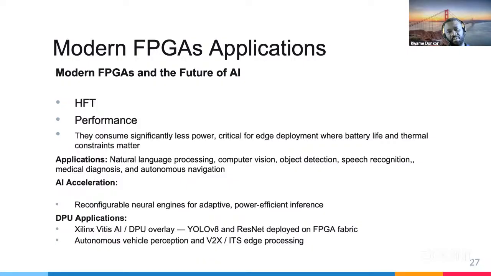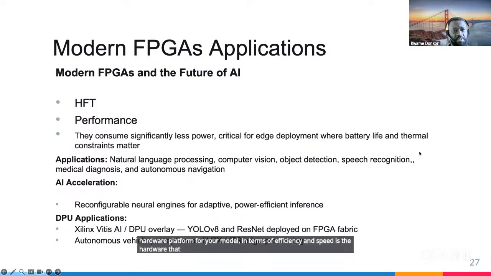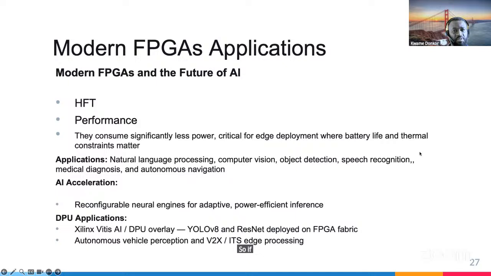Maybe to add to what you said in answering Hak's question: generally, the best hardware platform for your model in terms of efficiency and speed is the hardware that is built for that particular model. So if you look at Tesla, it built its own chips, but that costs a lot of money. Not everyone is able to afford it. There are just a few companies who do that.